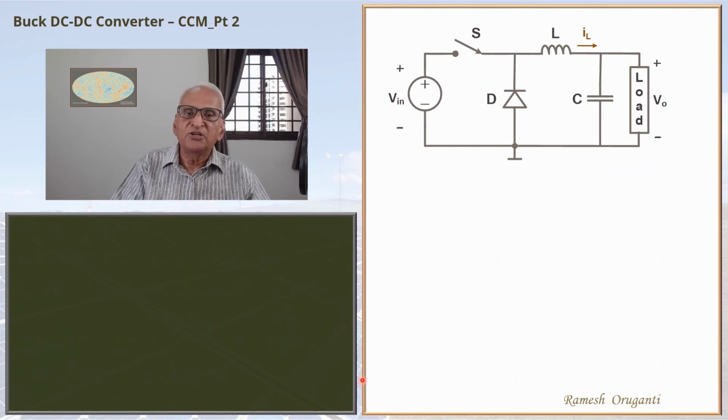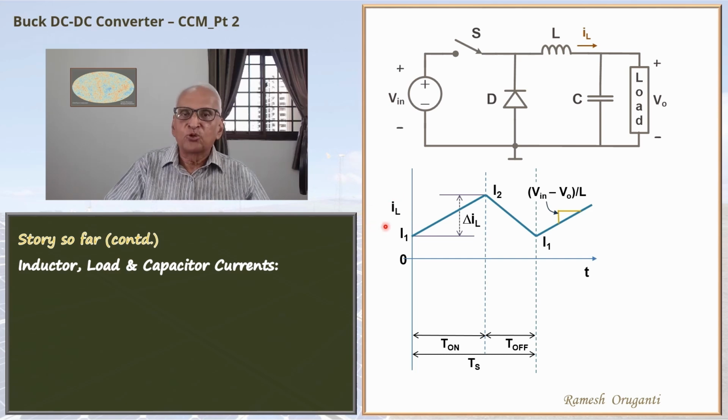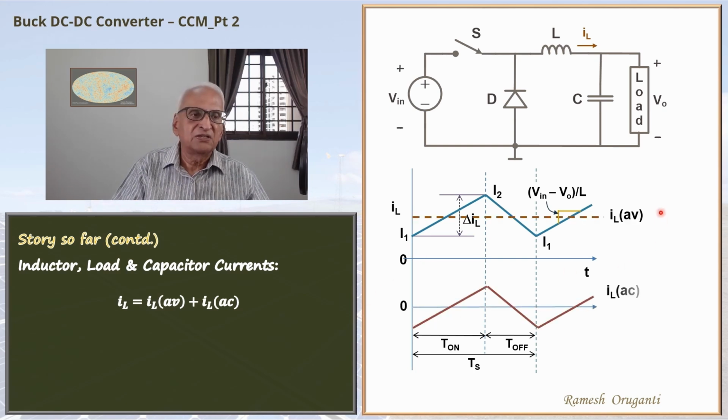Next, in the earlier video, we saw the relationship between inductor, load and capacitor currents. Here I am plotting the inductor current again. Delta IL and the slope during on interval both are marked here. The inductor current can be written as a sum of the DC current or the average current and the AC current or the ripple current. So IL is IL average plus IL AC. Here is the IL average, that is the DC current. IL AC is the ripple in the inductor current.